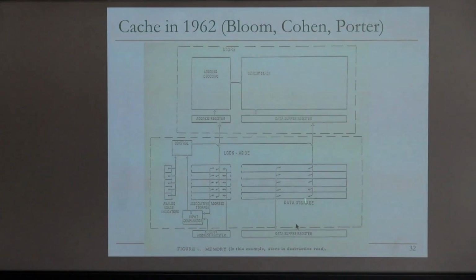And you can see over here, they called it the leukocyte. You can see that there's the associative address store, this is the tag store, and this is the data store, and this is the analog usage indicators, whether you've actually used that thing over there. So that's a reference bit, basically. It's very much like a cache today. There's a control logic, clearly, and that's the real main store over there, which is main memory.